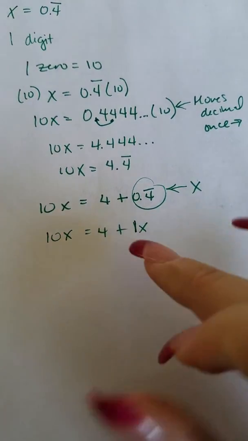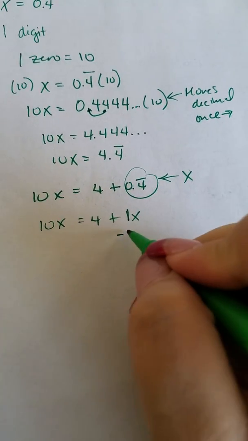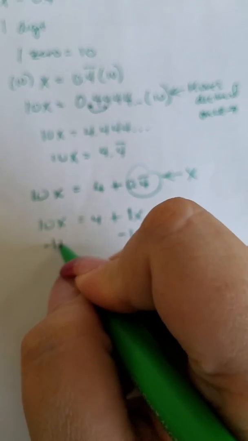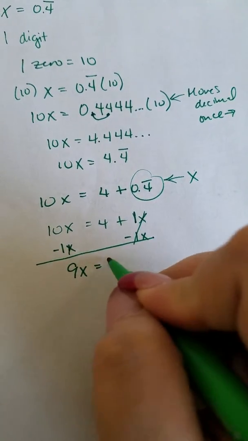Step number 6 is to move this x to the other side. So I'm going to subtract 1x on both sides, so that I get 9x equals 4.